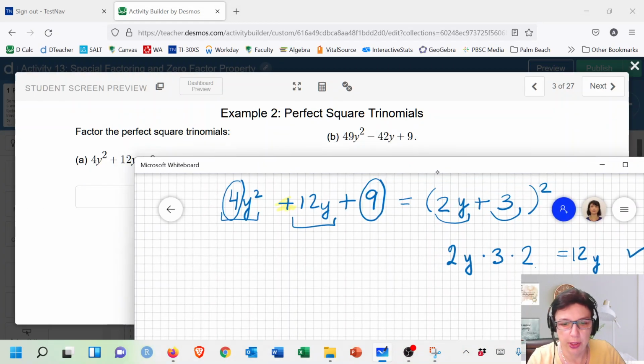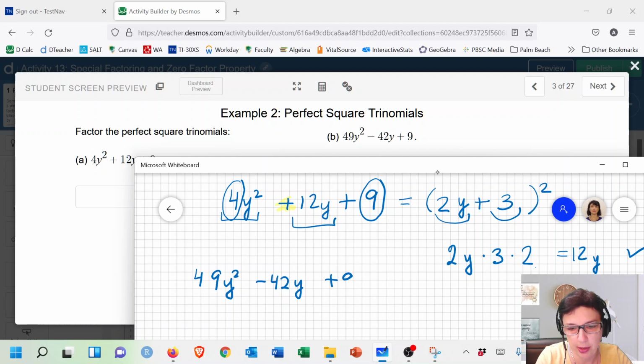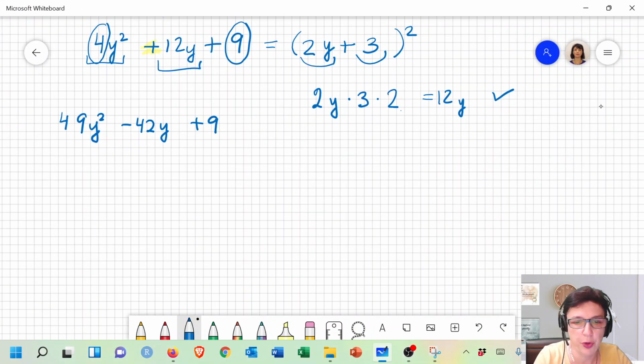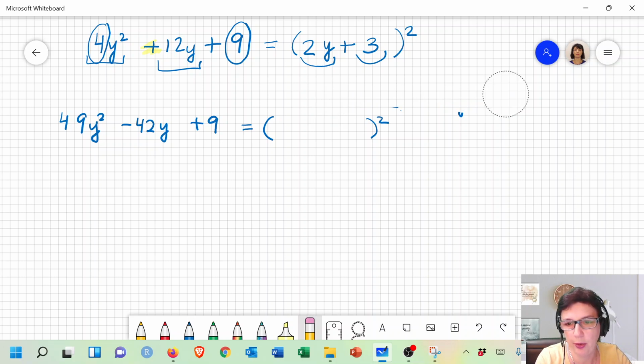Okay, so let's do one more. This one right here: 49y squared minus 42y plus 9. So what is that? First of all, it's a perfect square trinomial because you are told that it is, so you don't have to worry about why. But let's say you know it is. How do I factor it?